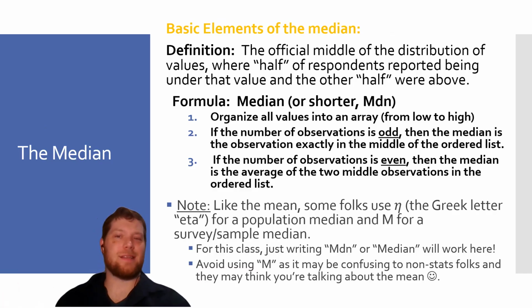Some people will use fancy terms like eta for the Greek letter for the population median and a capital M for the survey or sample median. In this class, you could say MDN, or you could just call it the median, and that'll work here too. I want you all to avoid using the capital letter M, as it may be confusing for non-stats folks, because they might think you're actually talking about the mean.